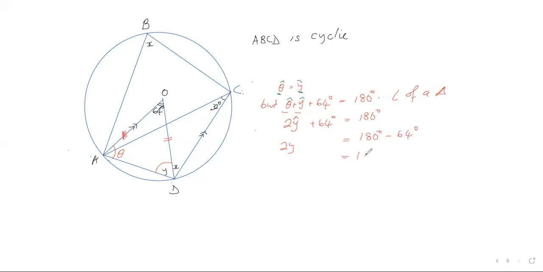And then that will be 116 is equal to 2Y. Therefore, Y will equal to 116 divided by 2. That is 58 degrees. So angle Y will be 58. Theta is also 58.